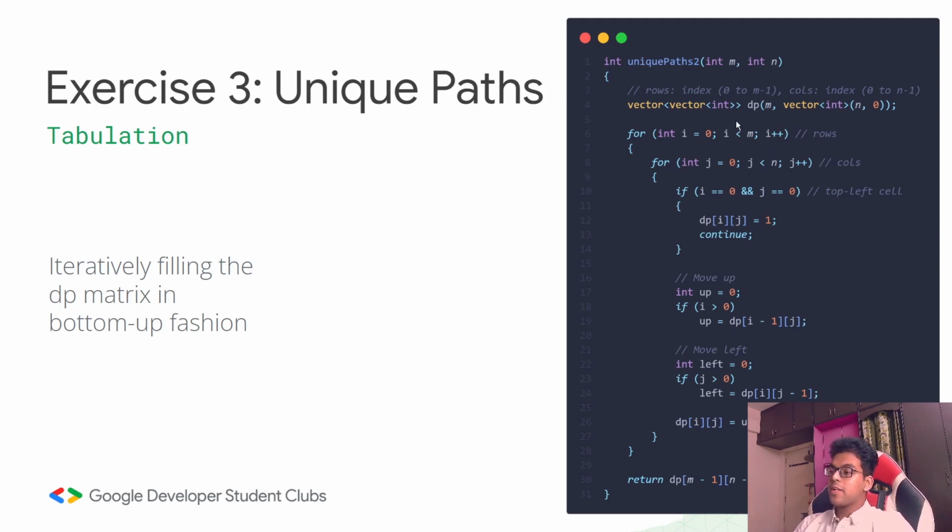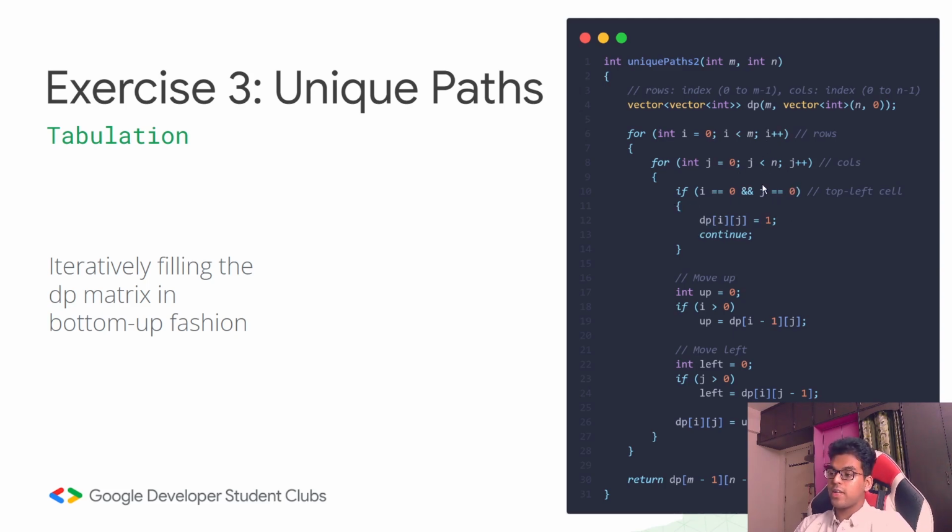Again, the same DP array, we initialize m cross n dimensions and initially fill it with 0, even -1 is fine. These two nested for loops traverse the matrix. The outer one traverses each row and this one traverses each column. So inside this, we're traversing each cell, 0 to m minus 1, 0 to n minus 1, and here is the base case.